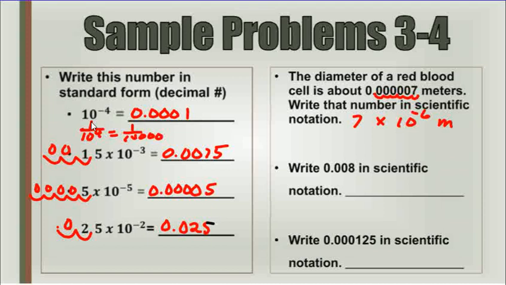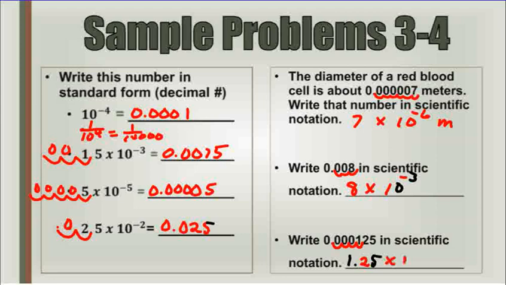Write 0.008 in scientific notation, so this is 8 1,000ths. So this should be 8 times 10. I moved it 1, 2, 3 places, so negative 3. And the last one, 0.000125 in scientific notation. I need to have my decimal between 1 and 9, so 1, 2, 3, 4. So it'd be 1.25 times 10 to the negative 4th power.